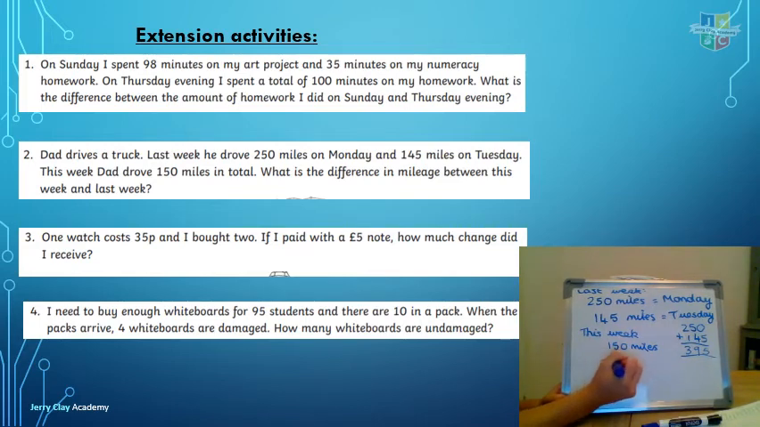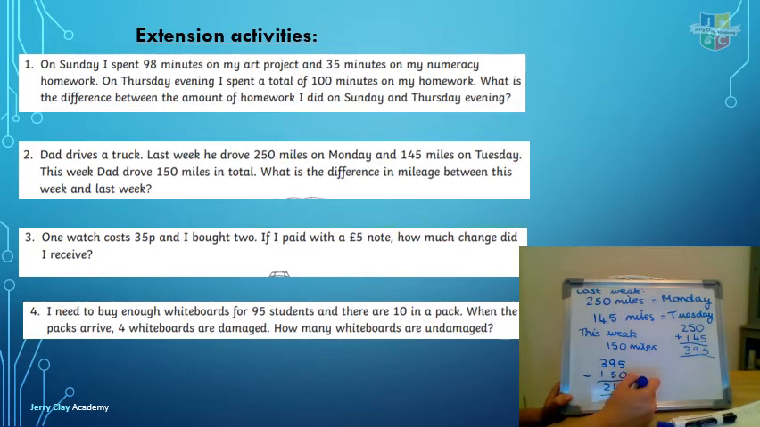So I'm going to do my biggest number first, 395, take away 150, because that's how many he has done this week. 5 take away nothing is 5, 9 take away 5 is 4, 3 take away 1 is 2. So the answer is 245, and 245 miles is the difference between last week and this week.